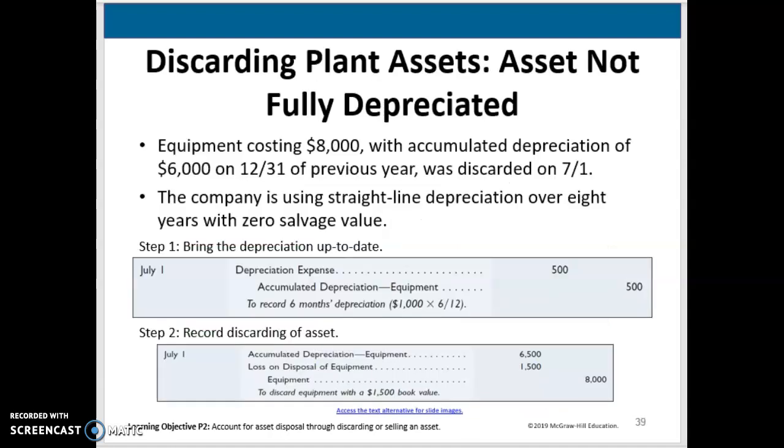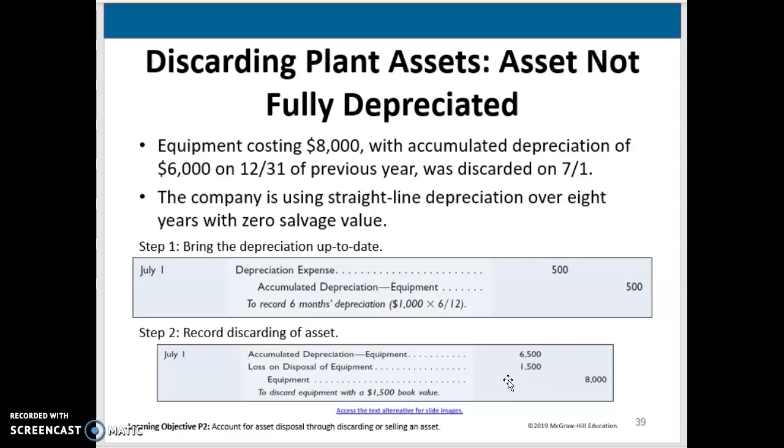So let's go back and look at that entry. We have a debit to accumulated depreciation for the $6,500 that we've accumulated so far. We're removing the asset of equipment by crediting it for the $8,000 cost. And the loss is the difference between the two, the book value that we're not getting anything for. So that's a loss on the disposal of equipment for $1,500. So those are examples if you're just discarding it. You're not selling it, you're not getting any cash, so you're just discarding it.